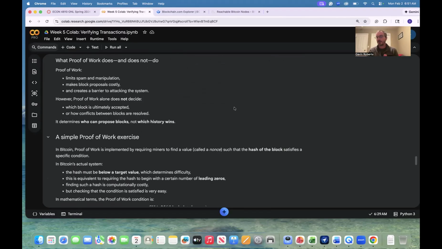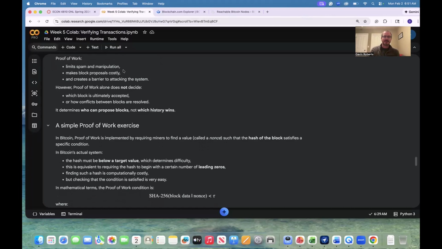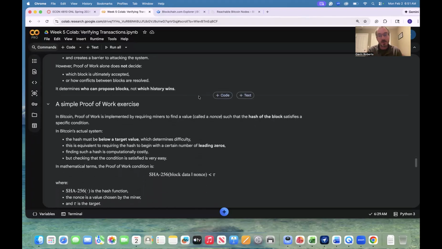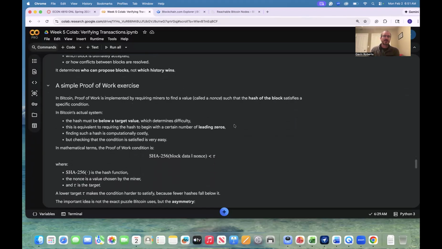So that's what proof of work gets us to, but we still aren't all the way there yet. Proof of work limits spam and manipulation, makes block proposals costly, and creates a barrier to attacking the system. However, proof of work alone does not decide which block is ultimately accepted or how conflicts between blocks are resolved. So it determines who can propose blocks, but not yet which history wins.